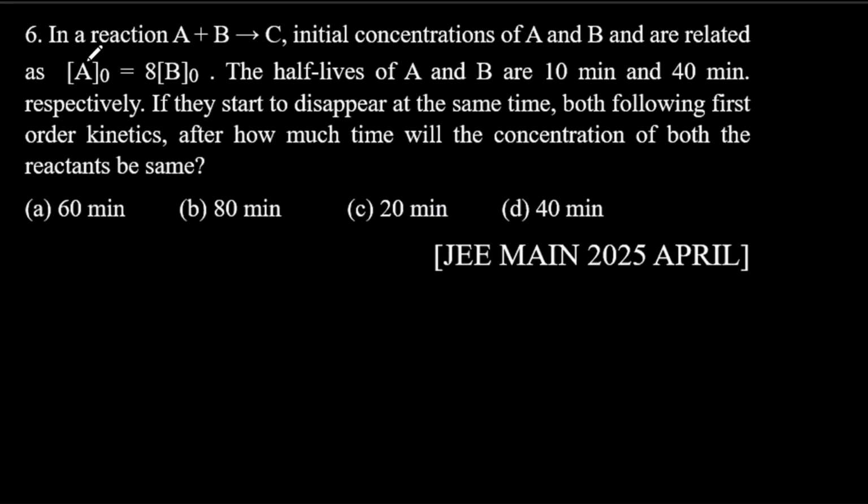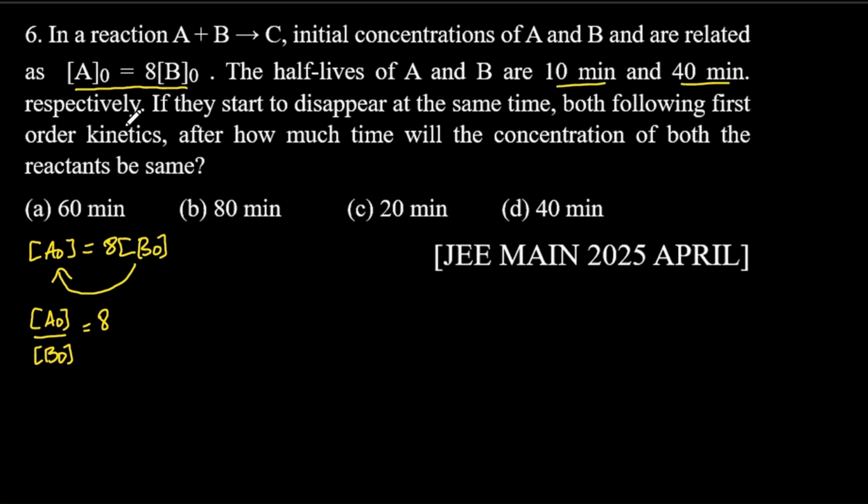The next question is, in a reaction A plus B gives C, initial concentrations of A and B are related as A naught equal to 8 B naught. So it is given that concentration of A naught equal to 8 into concentration of B naught. So when you take this B naught to the left hand side, concentration of A naught divided by concentration of B naught is equal to 8. So let us keep this respectively.